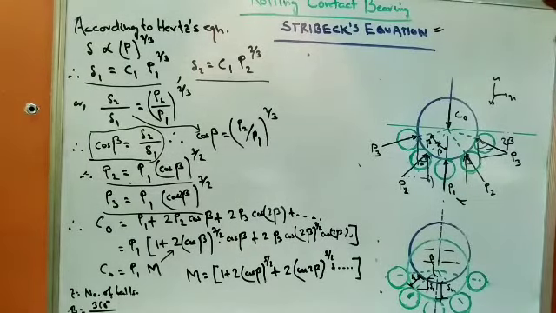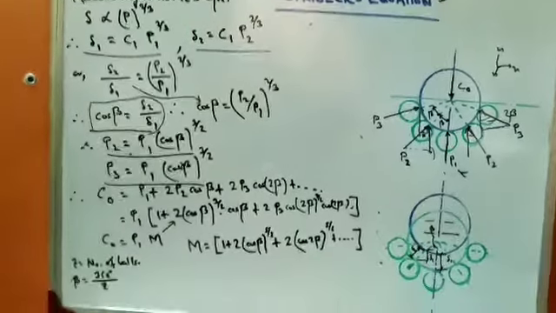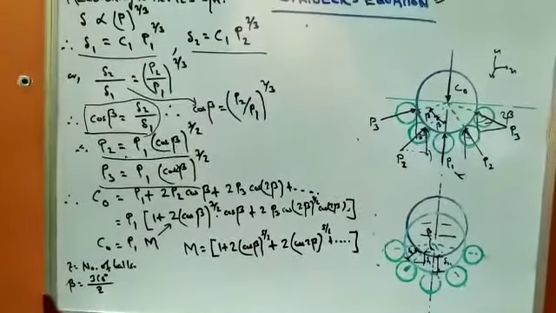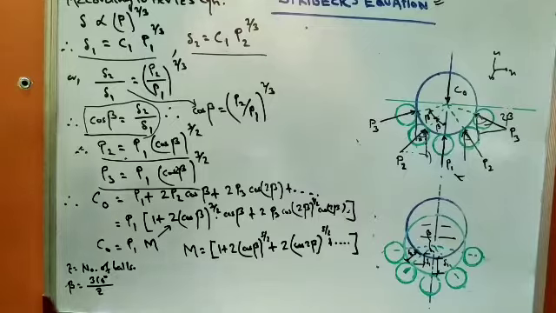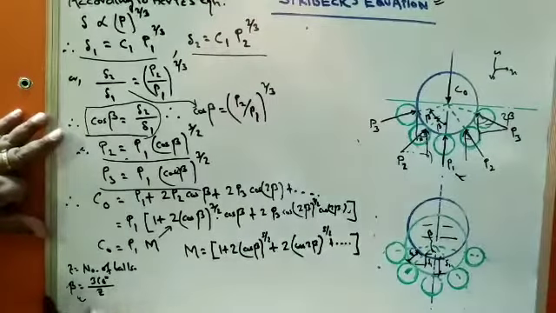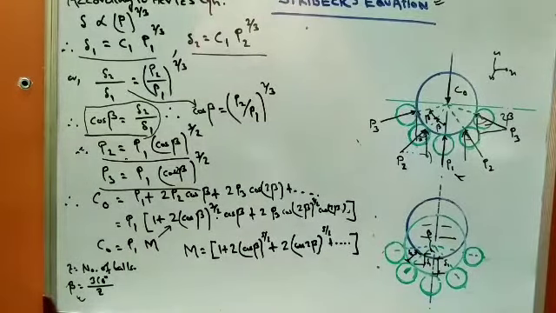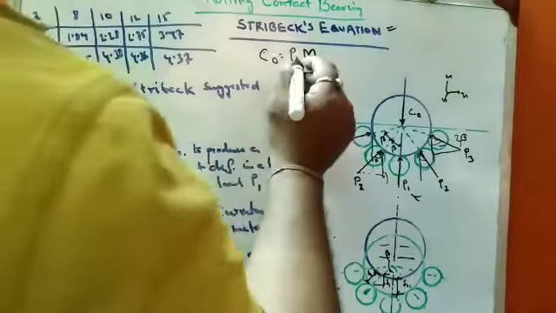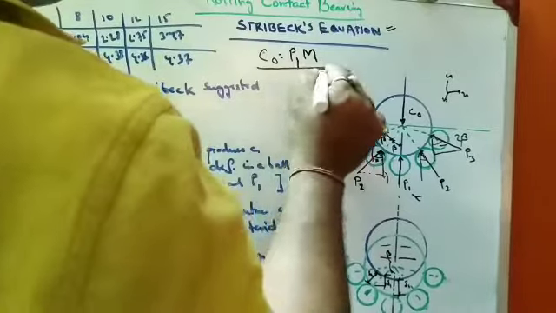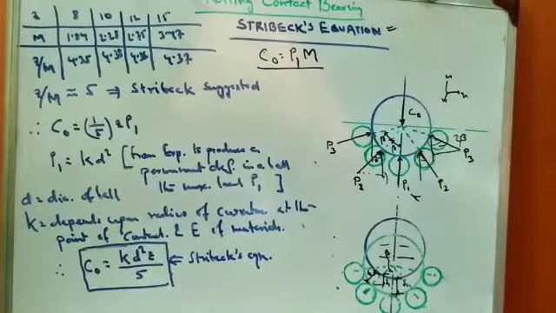Now for finding out the number of balls z: if z is the number of balls present in a bearing, the angle beta should be equal to 360 degrees by z. The angle beta should be equal to 360 degrees by z. Now from the equation we derived previously, C0 equals P1 into m, we plot a table for different values of z and different values of m.